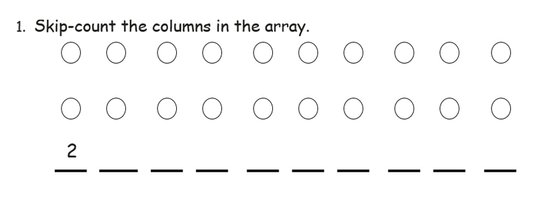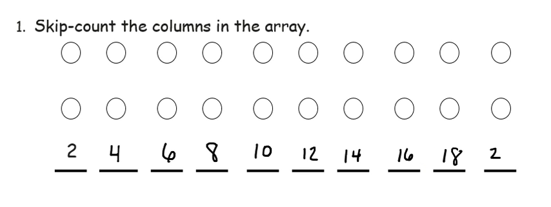The directions in the first section say to skip count the columns in the array. So you can see I have an array and there are 2 circles in each column. If I skip count, that means I start with the 2 for the first column, then I would have a total of 4 moving to the second column, and 6, 8, 10, 12, 14, 16, 18, and 20. I have 20 circles in all.